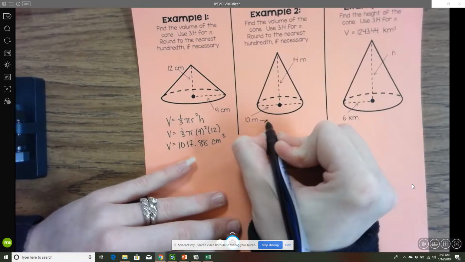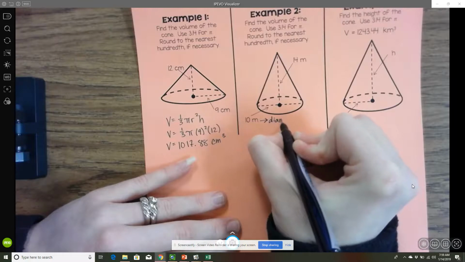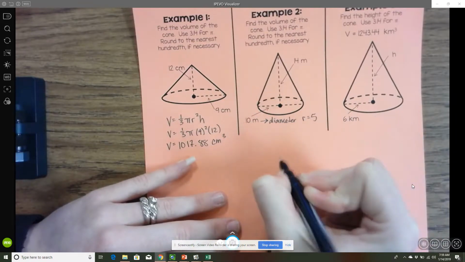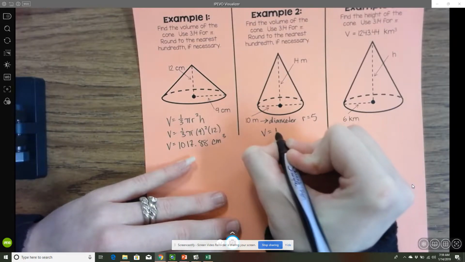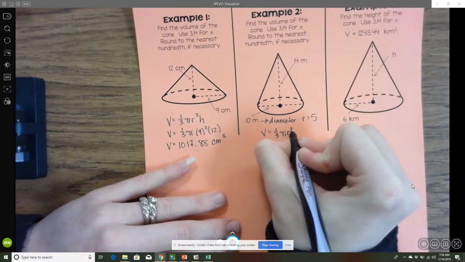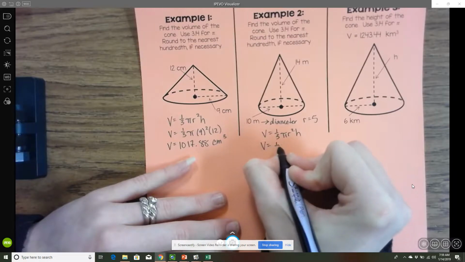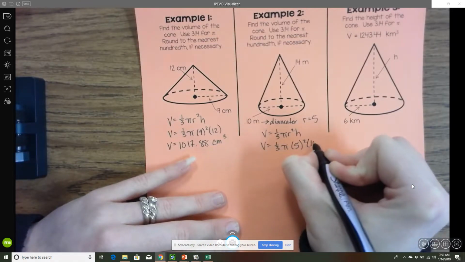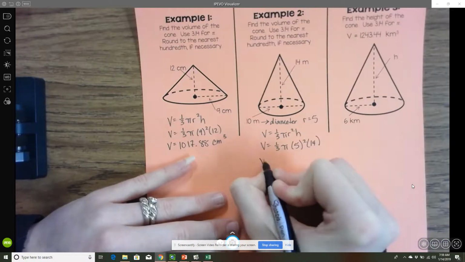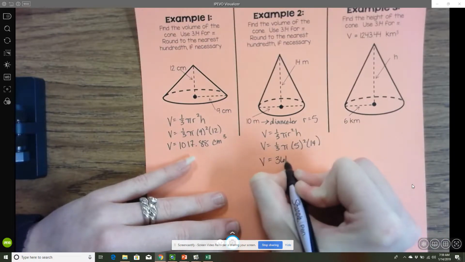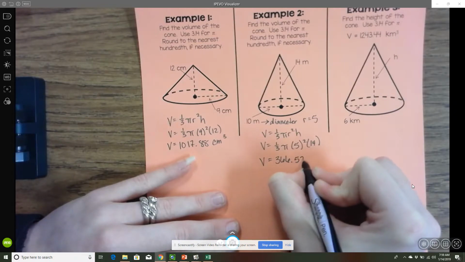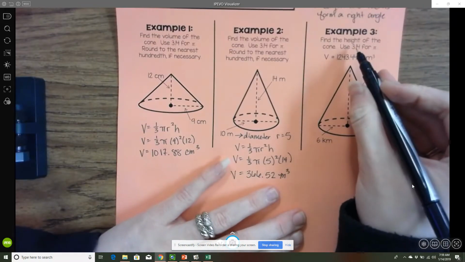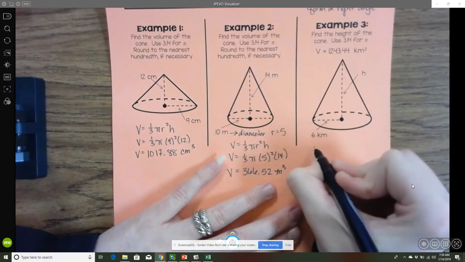All right, this time they've given you the diameter. So remember, when you get the diameter, you have to cut it in half. And so your radius would be 5. So again, our original formula, so my radius is 5 and my height is 14. So my volume would be 366.52 meters cubed.